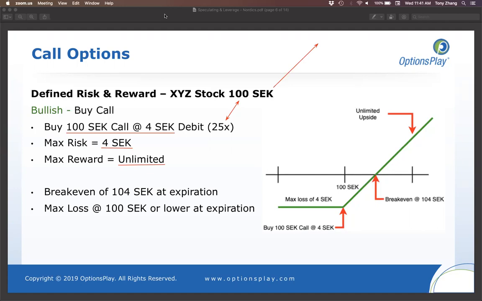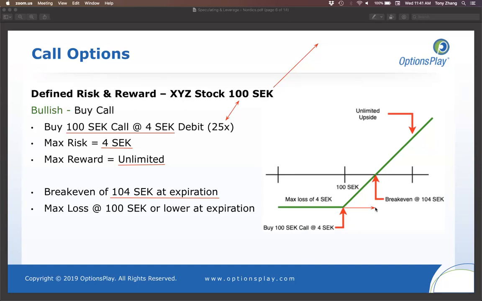The downside is that when you are bullish on a stock, you can buy the stock, and as soon as the stock moves higher, you start making money. On a call option, that's not the case. Because I've paid 4 crowns for this call option, the stock needs to move 4 crowns in order for me to make money. So the stock actually has to increase to 104 crowns by expiration just for me to break even. So the stock needs to move 4% higher just for me to break even on the strategy.